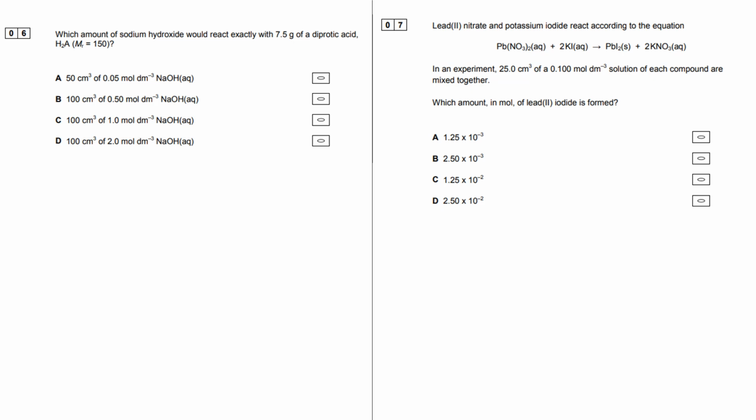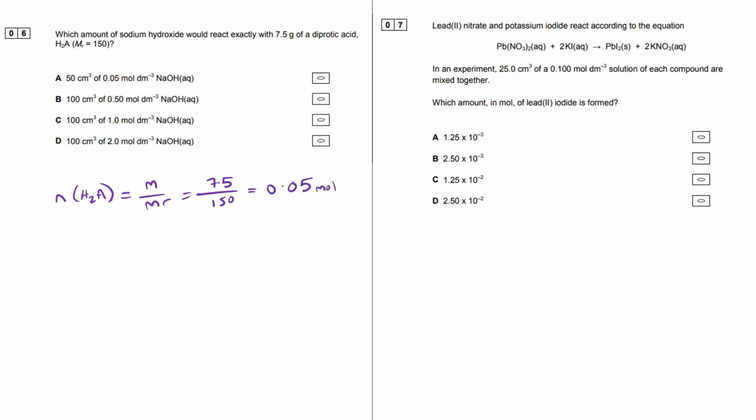Starting off then with question number 6. Which amount of sodium hydroxide would react with exactly 7.5 grams of a diprotic acid, H2A? And it tells you the MR there. So step 1, you're given the mass and the MR of the acid. So firstly work out the moles of the acid, mass over MR. 7.5 grams divided by the MR of 150, which gives us 0.05 moles.